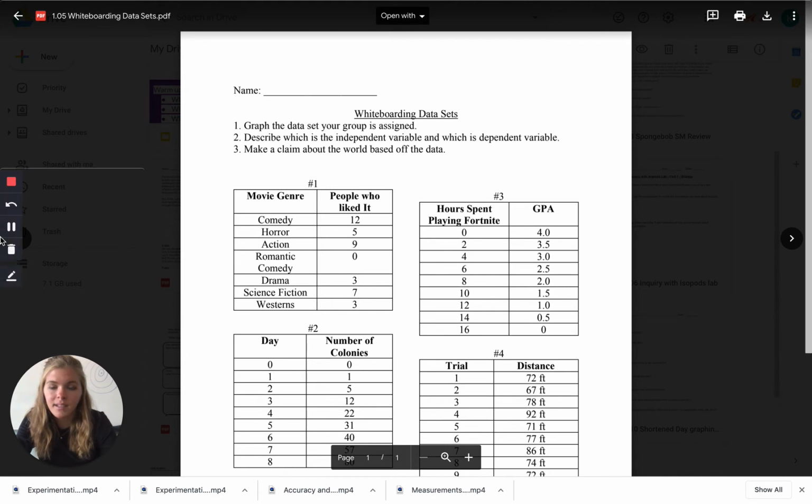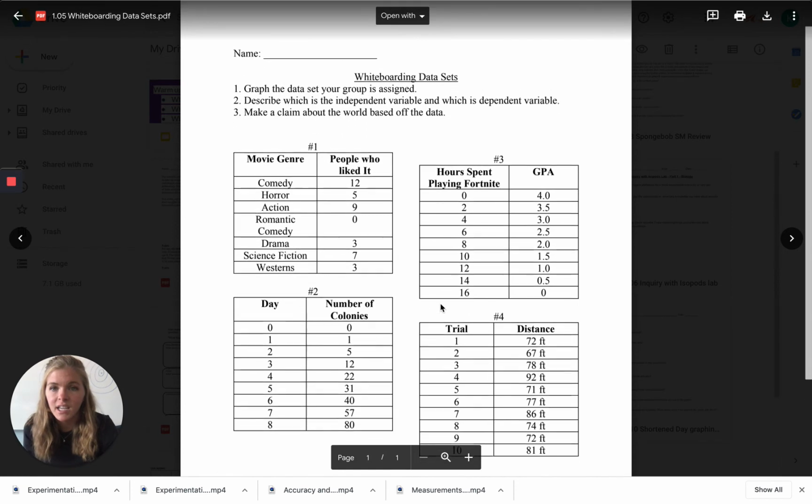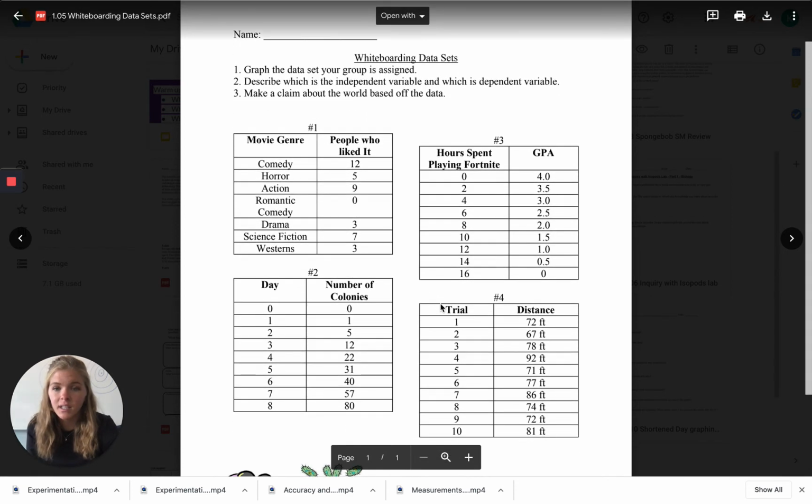So the group graphing activity looks something like this with 4 different sets of data. Your job here is going to be to pick 2 of the 4 graphing sets and graph those results. So the graph number 1 would be about movie genres. Number 3 is about Fortnite. Number 2 is about days and colonies. And number 3 is distance per trial. So kind of ignore the rules up here. That's for the in-class ideas, but I'm going to explain what you need to do online.